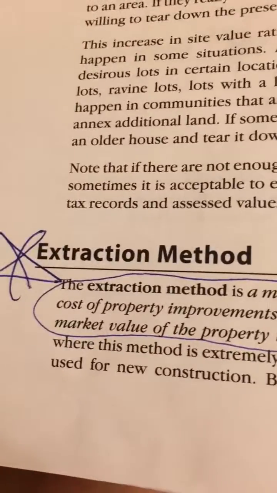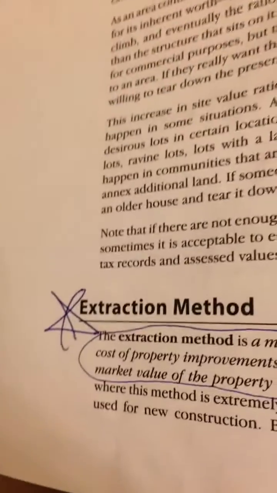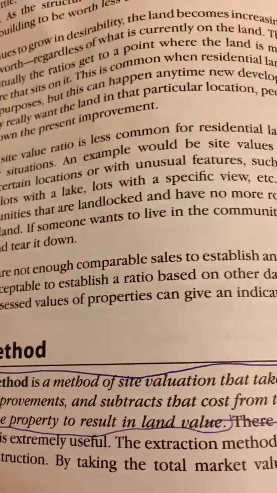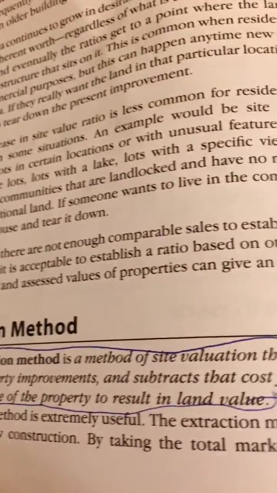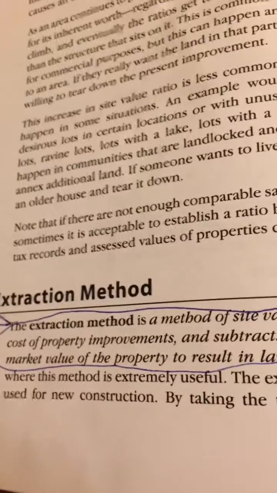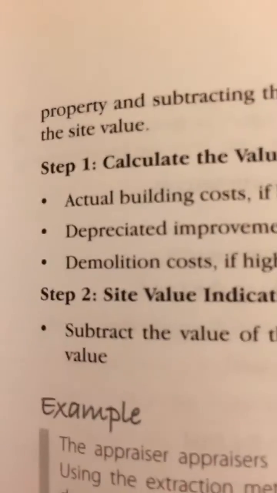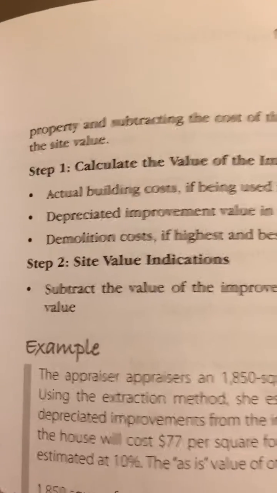Extraction method. The extraction method is a method of site valuation that takes the depreciated cost of property improvements and subtracts the cost from the total improved market value of the property to result in land value. There are two situations where this method is extremely useful. The extraction method is most commonly used for new construction. By taking the total market value of a completed property and subtracting the cost of the improvement, the resulting amount is the site value.